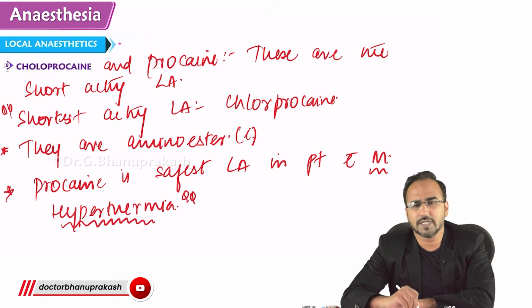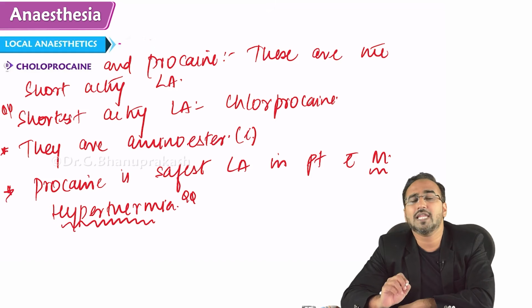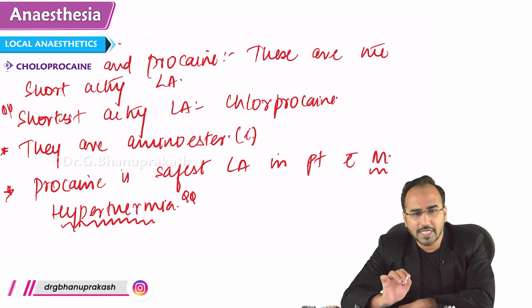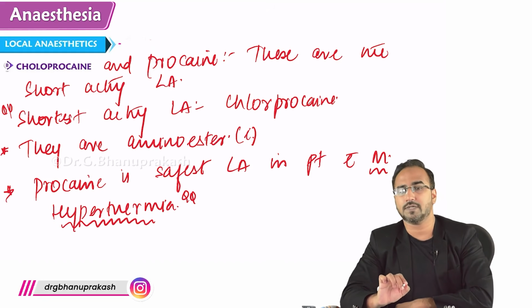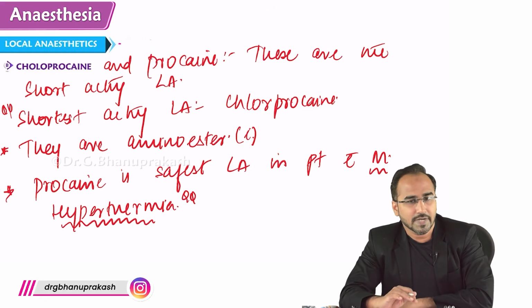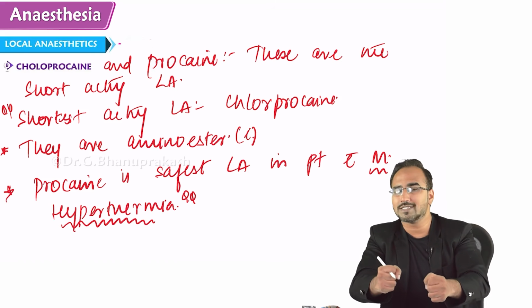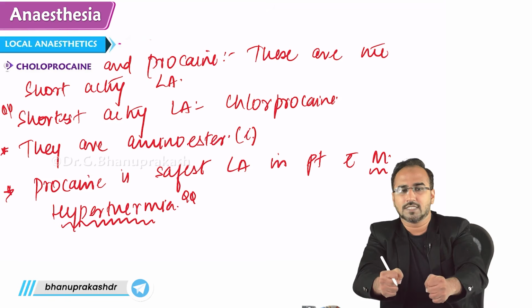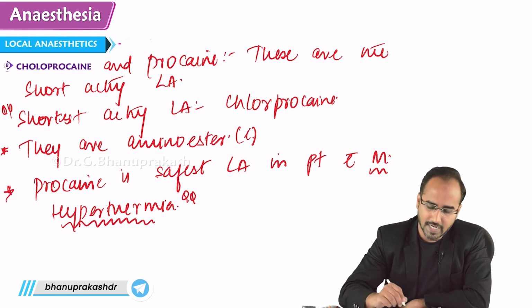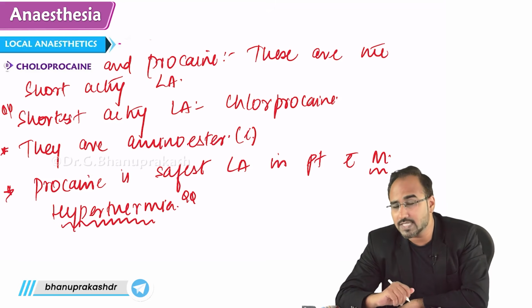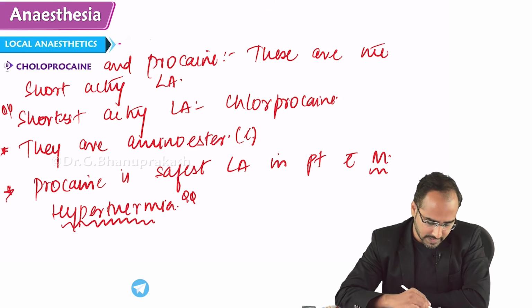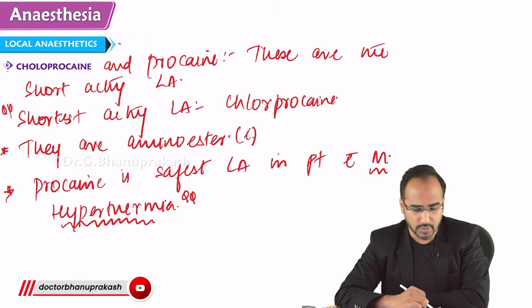What is meant by malignant hyperthermia, guys? First, we need to understand what this is. Malignant hyperthermia means a patient having an abnormally high temperature with sustained muscle contraction. I am not talking about rigors and chills. In malignant hyperthermia, the safest local anesthetic is procaine. So that was regarding procaine and chloroprocaine.